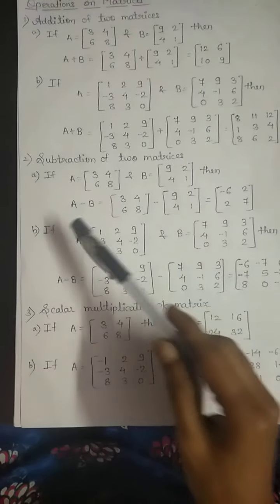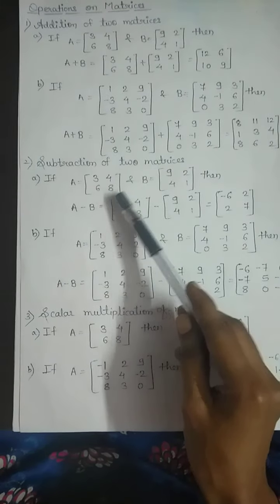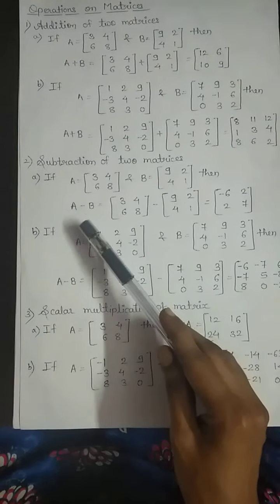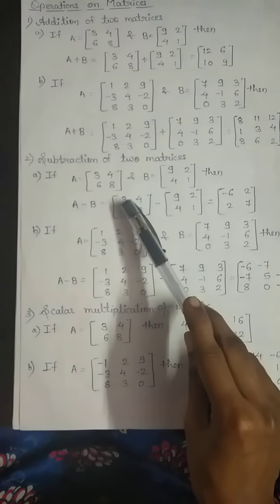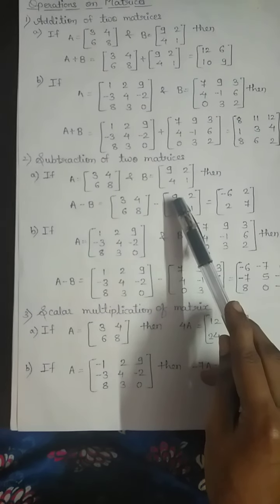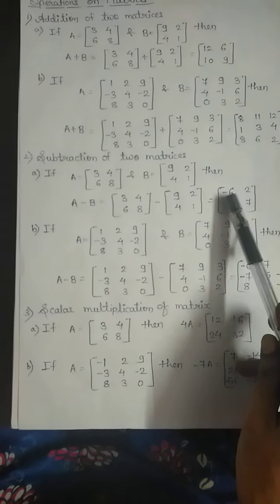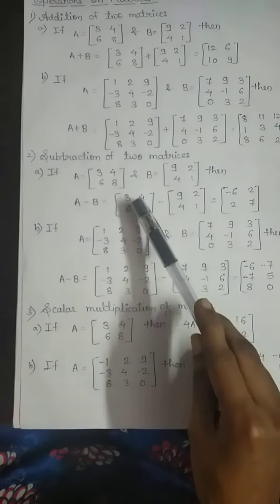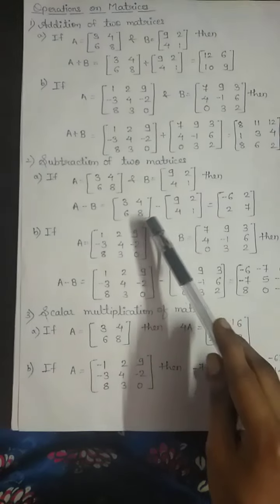Now the second operation is subtraction of two matrices. Here also I consider the same matrices as above and we want to subtract these two matrices A and B. Then first element of first matrix minus first element of second matrix will give us the element for the resultant matrix and so on.